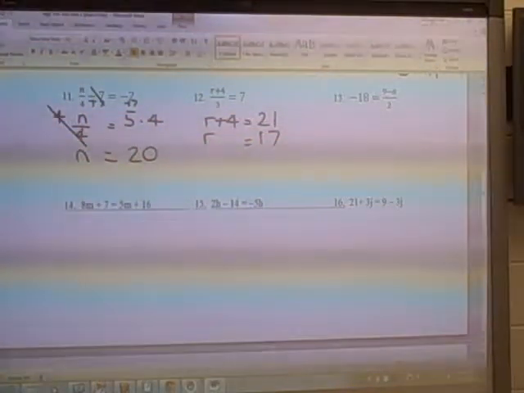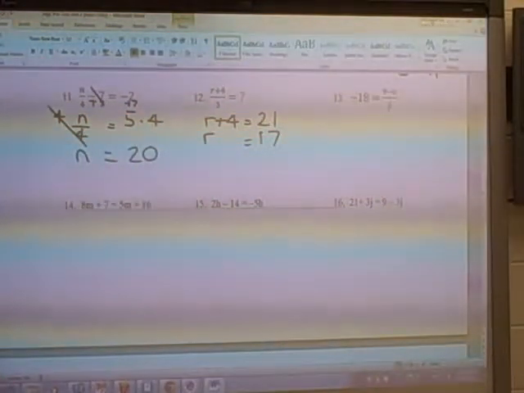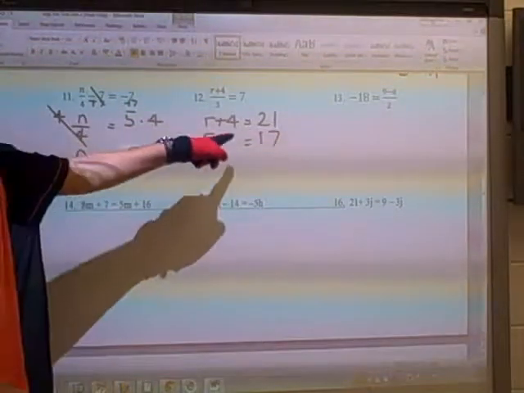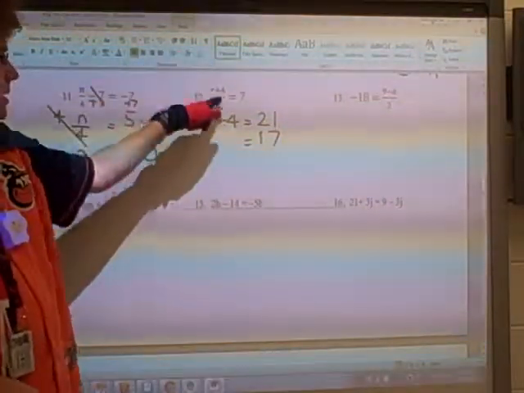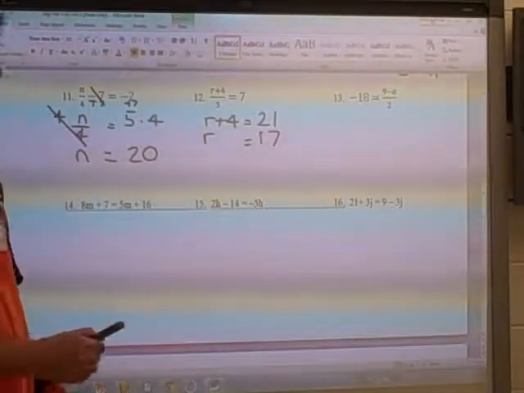Don't forget for all these questions, we can also substitute back to check we do get the right answer. So 17 plus 4 is 21, divided by 3 is 7, so that looks pretty good for this one.